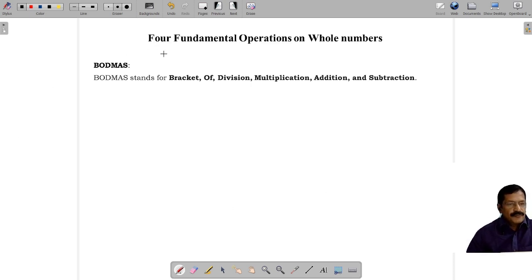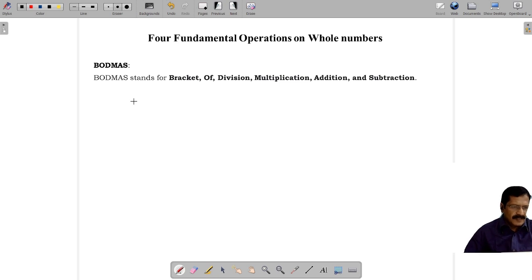Children, the next section is 4 fundamental operations on whole numbers. The operations are, we know, addition, multiplication, subtraction, division. But doing mathematical simplification, we have to follow some order of the operations, and that is the famous BODMAS. What does BODMAS stand for? BODMAS stands for bracket, of, division, multiplication, addition, and subtraction. So we have to do the operations inside the bracket first, then division, if any, then multiplication, then addition, and subtraction.